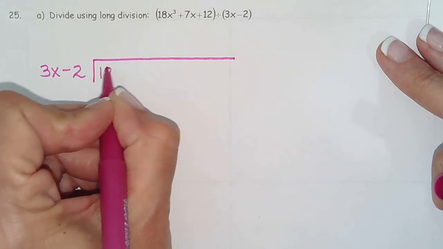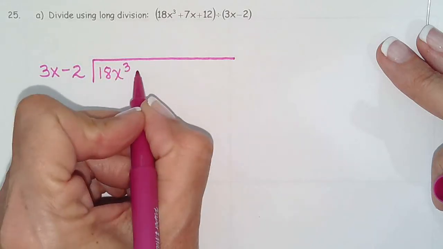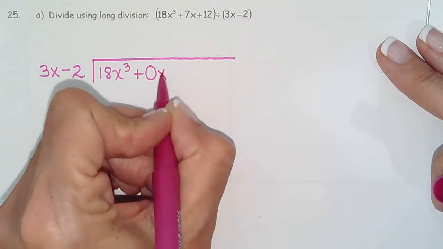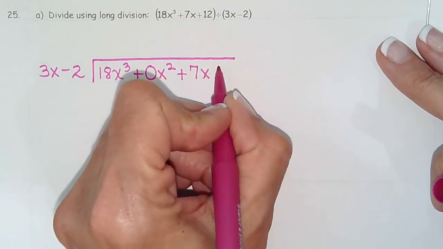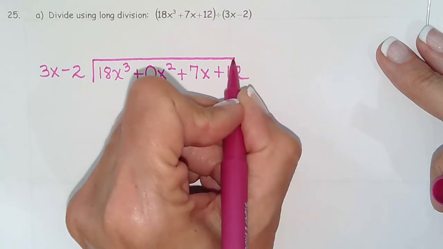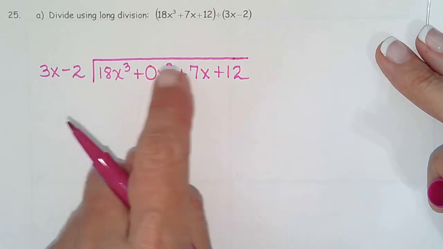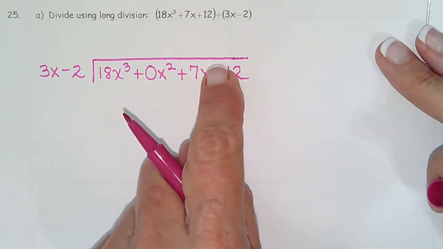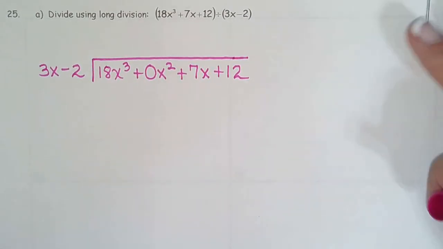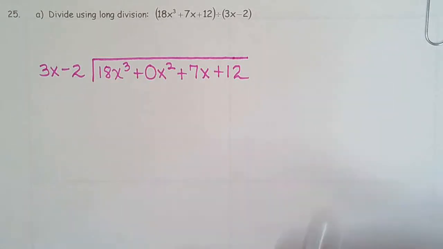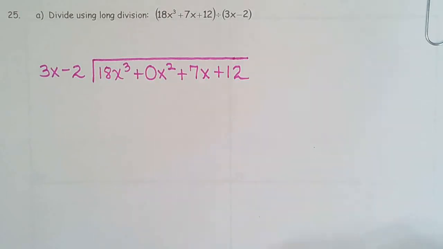So 18x cubed, that's good. And then I go, oh, wait a minute, there's no x squared term. So I write plus 0x squared and then plus 7x, plus 12. So now do I have everything accounted for? X to the third, x to the second, x to the first, constant, all present and accounted for. So you can't miss any exponents from the first to the last. Everything has to be accounted for.